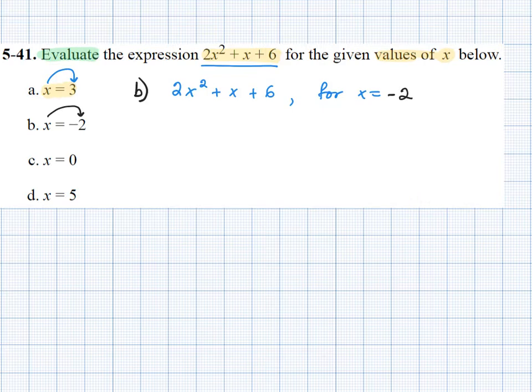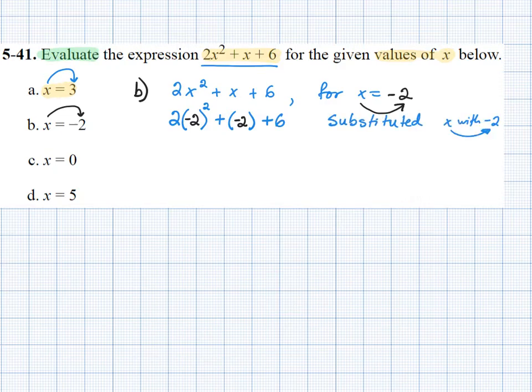So I'm copying what's given, so 2, and instead of x, I'm going to use parentheses, and the power of 2 stays. So inside the parentheses, I'm replacing x with -2. Now I'm going to continue writing the expression. So we have plus, but I see x again, so I'm using parentheses for substitution, and I'm substituting again with -2. And then the last one says plus 6. So this step is called substitution.